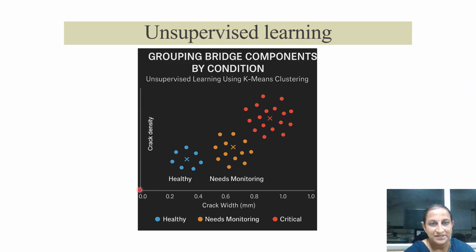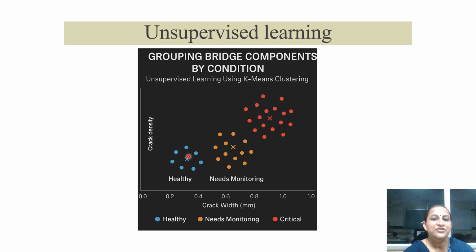The x-axis represents crack width in millimeters. Based on similarities in the data, the algorithm has automatically formed the different groups without any predefined labels. In the blue cluster, that is healthy, components with smaller crack widths are grouped as healthy, whereas the next cluster, which has moderate crack widths, is grouped as needing monitoring. And the third one is critical: components with larger crack widths and higher density, considered a critical cluster.